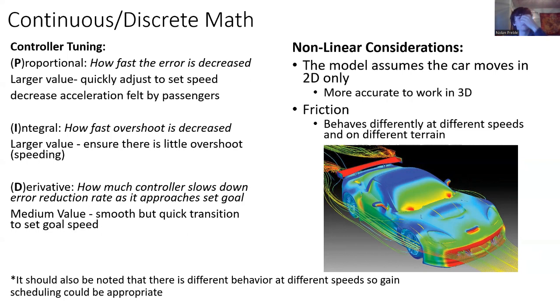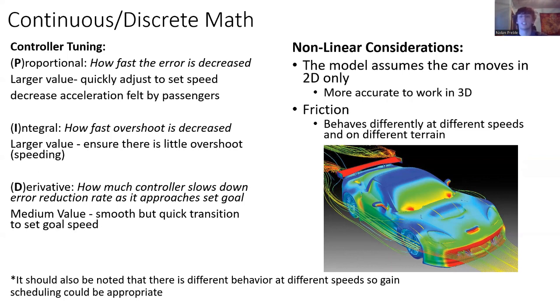And for a derivative, I was ideally looking for a medium value to have a smooth but quick transition. Nonlinear considerations to have is right now we're only assuming that the model moves in 2D. Of course, a much more accurate version would include it in 3D. I would have to linearize that in that case.